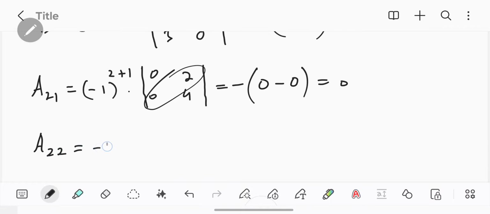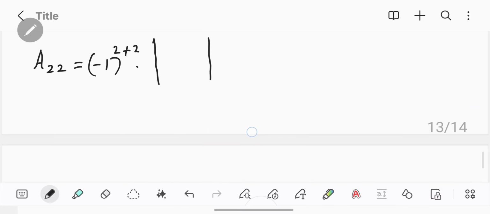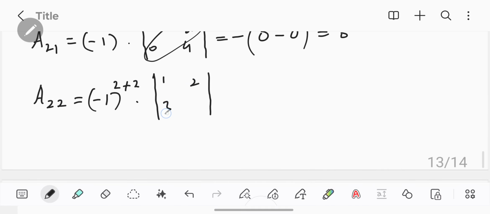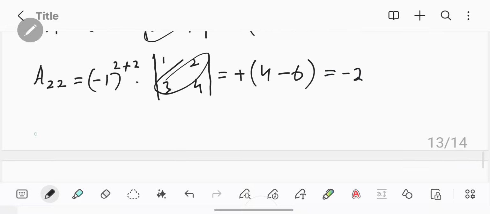Then A22 is just minus 1 to the power 2 plus 2 times the determinant obtained by deleting second row and second column, I will get 1, 2, 3, 4. So I will just write 1, 2, 3, 4. And then minus 1 to the power 4. 4 is even number. So I will write plus. The determinant of this is just the product of these two, which is 4, minus the product of these two, which is 6. I will end up with negative 2.